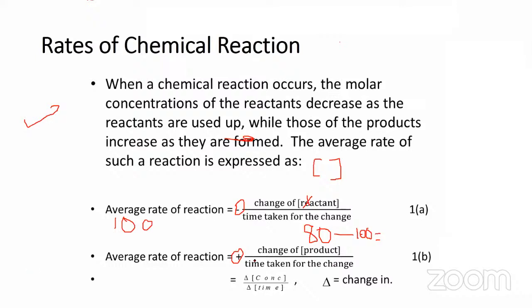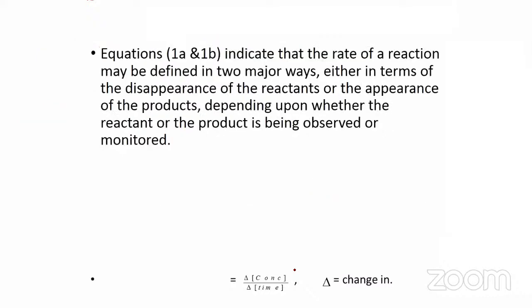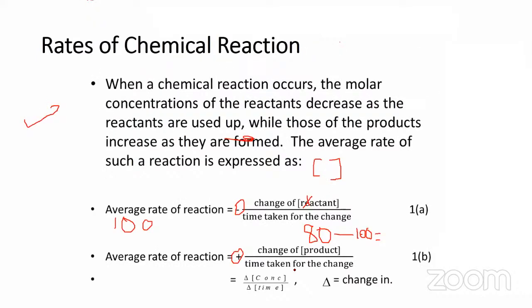But if it is a product, all you need to put is plus, because you are forming the product. In the case of the reactant, it is decreasing, but the product is being formed. That is why the amount of the product at the beginning, before you start, is 0. With time, the product will be increasing. Therefore, you put a positive sign in front of that definition divided by the time taken for that reaction. I call that equation 1A and 1B. So take note of it.